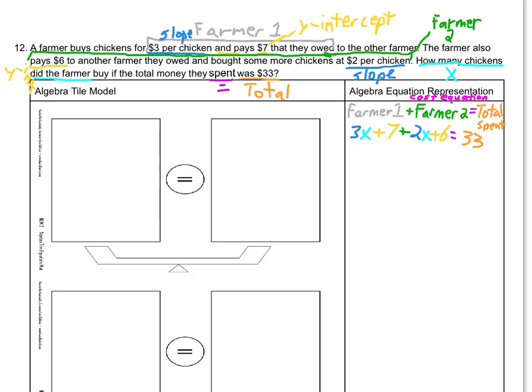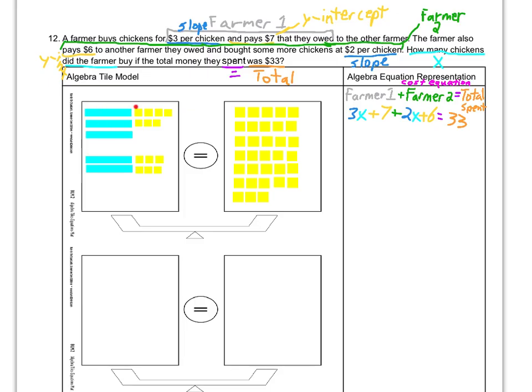That would look like this. So we have 3 x's and 7 1's. Also we have 2 x's and 6 1's. And on the right hand side we have 33 1's. Like before, it's easier to put stuff together. It just makes it easier to count.